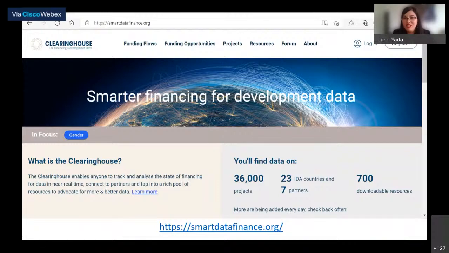So you can see here just briefly the clearinghouse homepage, which is available and accessible to everyone at smartdatafinance.org. So I'm also happy to pop that in the chat afterwards. And I did want to just highlight here that the platform as it currently stands is a prototype, and we will continue to consolidate it over the coming months.